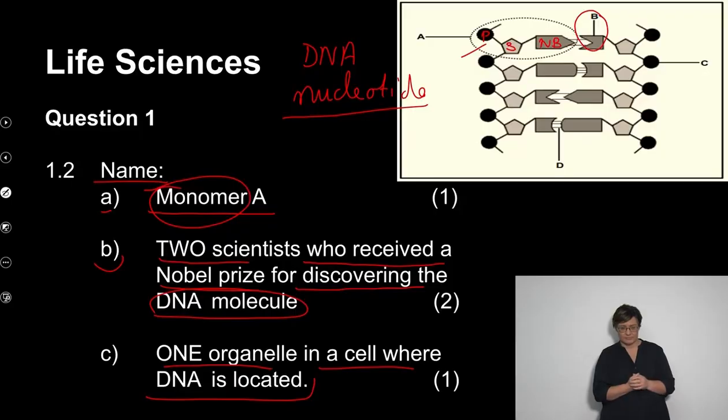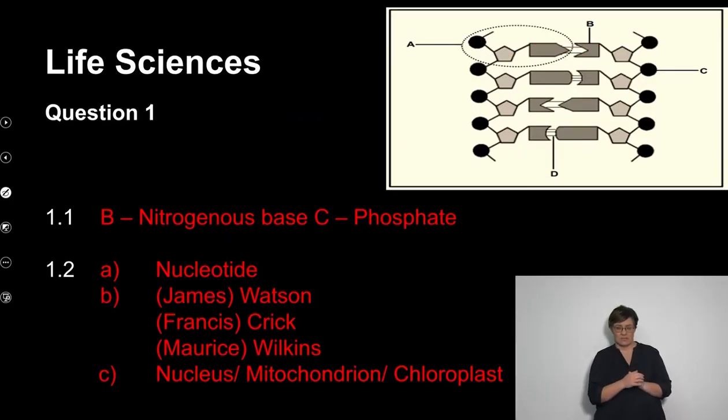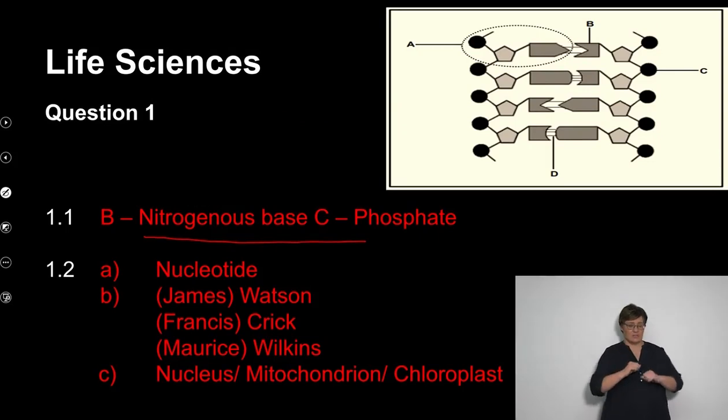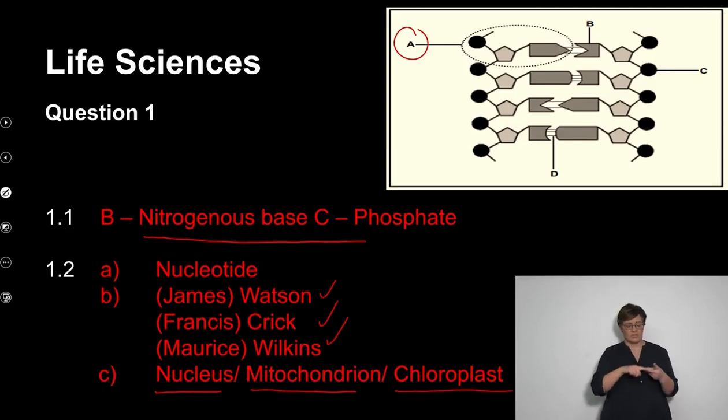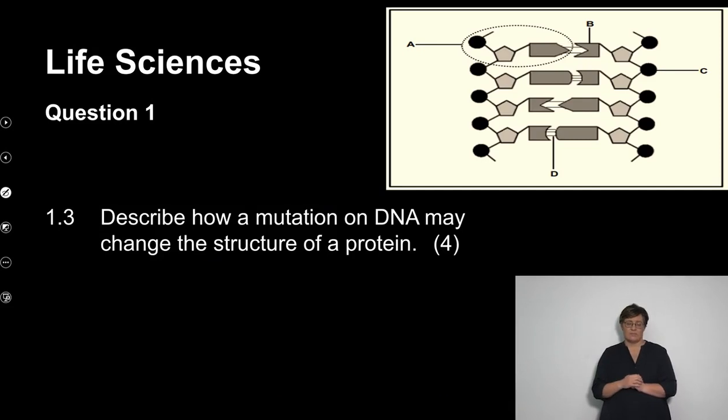So let's recognize the importance of these. So we mentioned nitrogenous bases as being structure A. We also mentioned that these individuals, James Watson, Francis Crick, Maurice Wilkins, as well as Rosalind Franklin, much later, was recognized for that. The organelles in which the DNA can be found included the nucleus, the mitochondria, and in plant cells, the chloroplast. Let's move on to question 1.3.